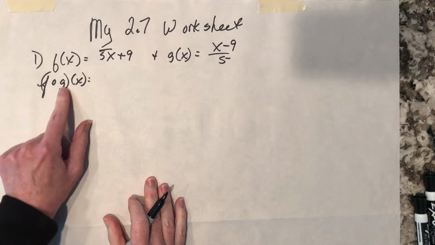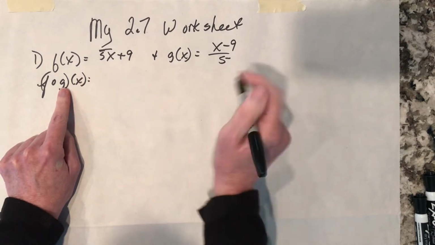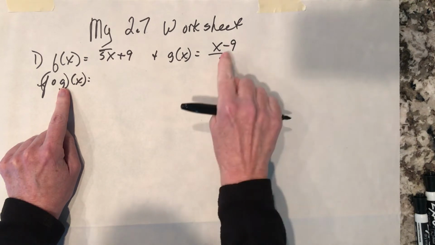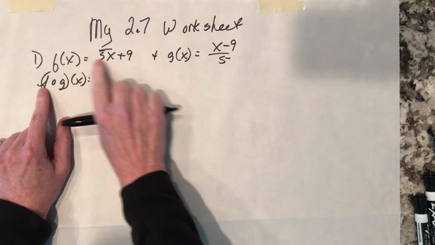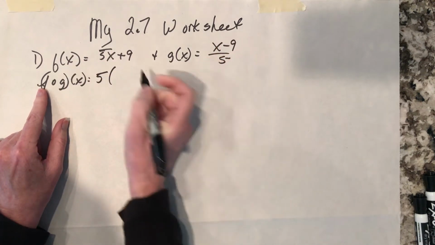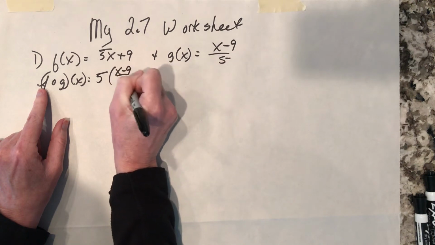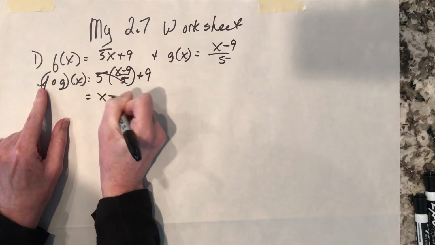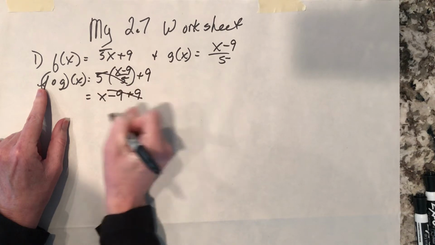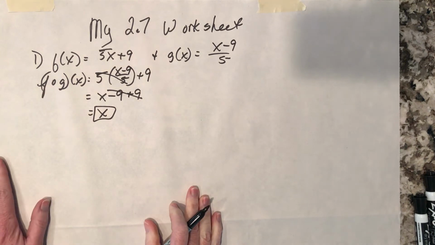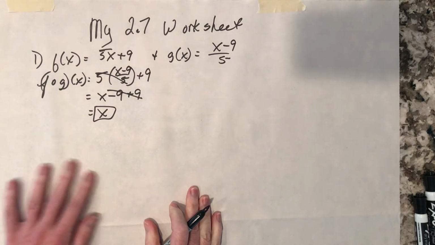So let's try that. F composed of g of x means take this, x minus 9 over 5, and put it in place of the x in the f function. So that creates 5 times the g piece. The 5's cancel out. We have x minus 9 plus 9, and we get an x. So that certainly passed the first part of the are-they-inverses test.